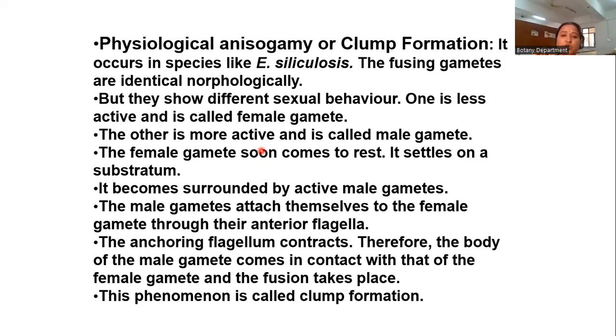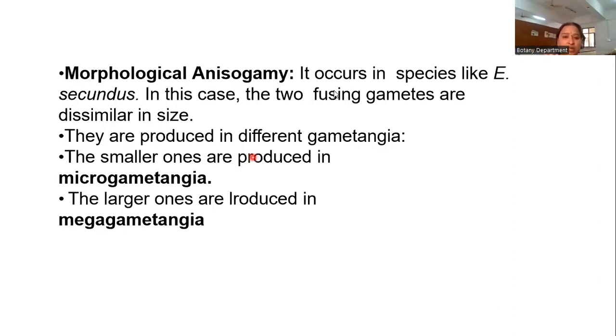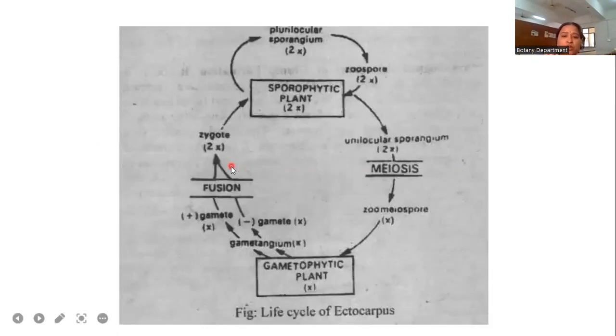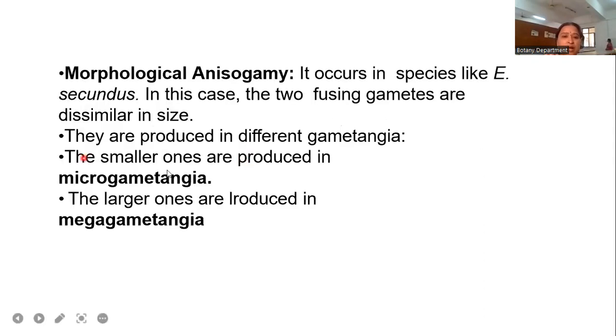This plant produces two kinds of gametangia or gametes. They are the megagametangia, with large locules and large gametes, and the second is the microgametangia, with very small lobed structures. Two gametes form: one is the large mega gametangium, the smaller one is the micro gametangium. Morphologically it is anisogamy; physiologically, anisogamy means both are of different sizes, mega and micro.